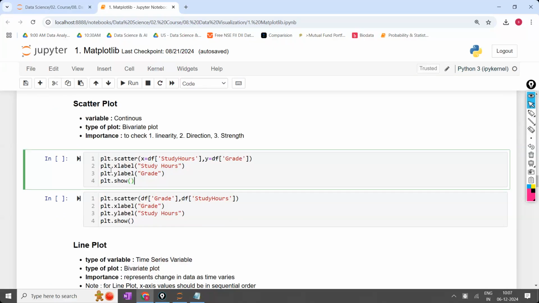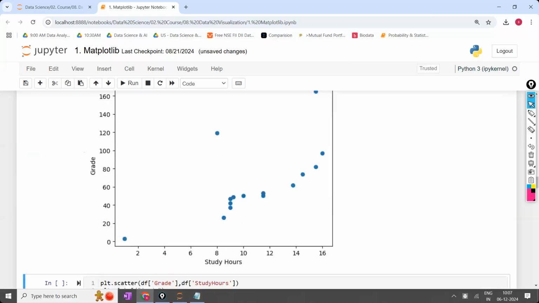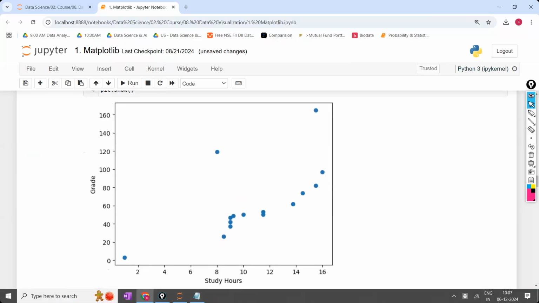Okay, and I'm going to take the x label. What is the x label? The name on the x-axis. What is the y label? The name on the y-axis. And I'm going to give the scatter like this. This is the scatter plot. It is just keeping the dots. Just observe: 10, 50, one dot; 11, 50, one dot. Like that, it is going to have the dots.